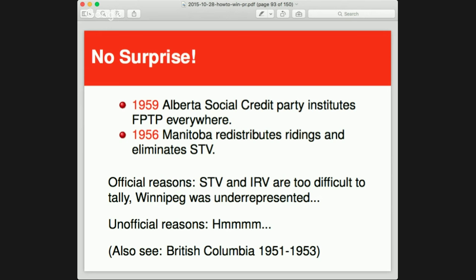Also, the way that they got Winnipeg out of single transferable vote is that you don't have enough seats. So if we go back to first past the post, you'll get more seats. You should not be complaining. The unofficial reasons, I'll leave to your judgment. Another interesting example, which I won't go into, is British Columbia, which did something very interesting between 1951 and 1953.